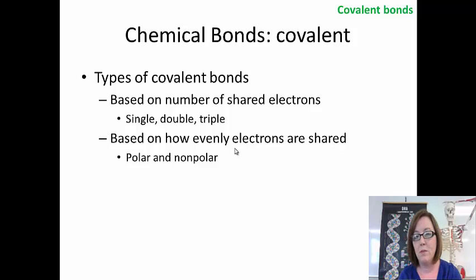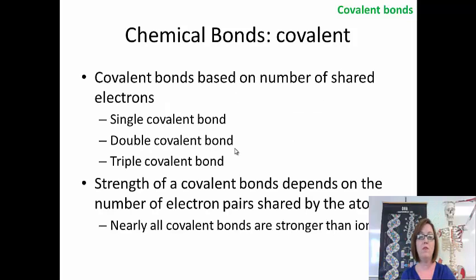There are different types of covalent bonds. We can talk about types of covalent bonds based on the number of shared electrons. So there are single covalent bonds, double covalent bonds, and triple covalent bonds. Each share a different number of electrons, 2, 4, and 6 respectively. We can also talk about types of covalent bonds based on how evenly the electrons are shared, and those are called polar and nonpolar bonds. So first we're going to talk about covalent bonds based on the number of shared electrons.